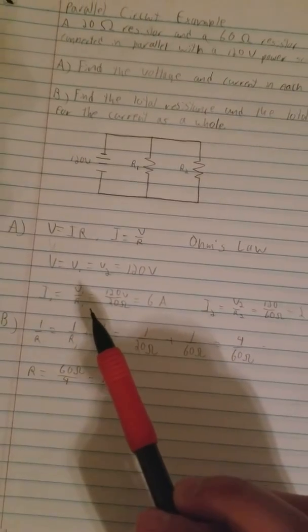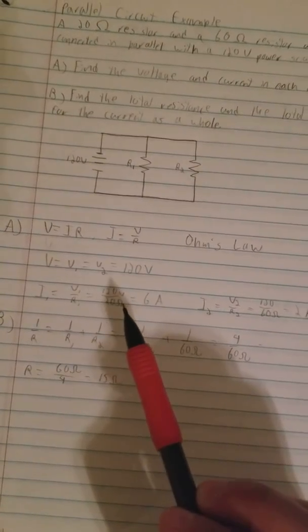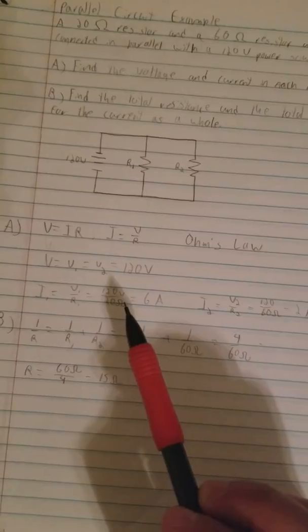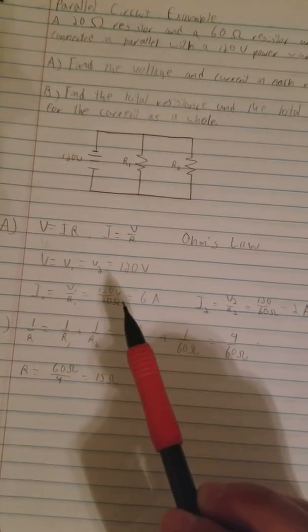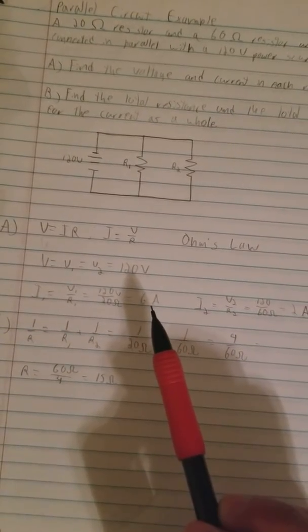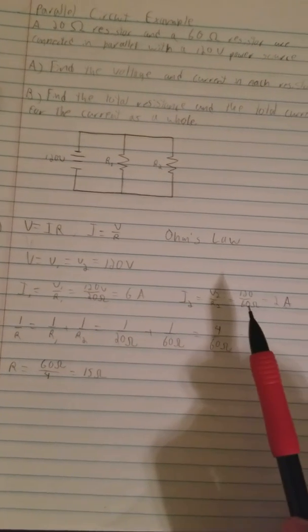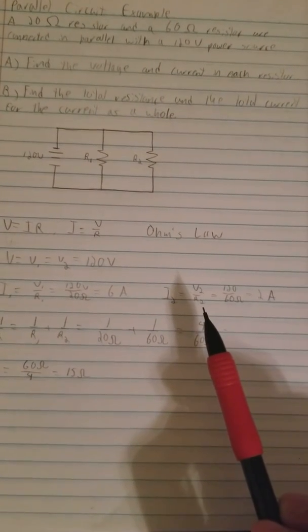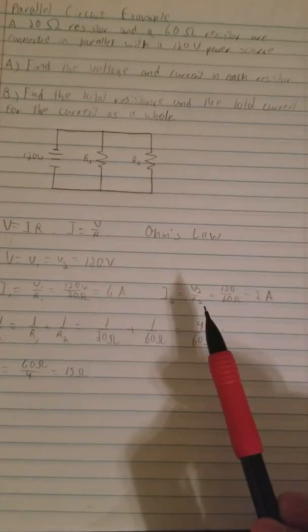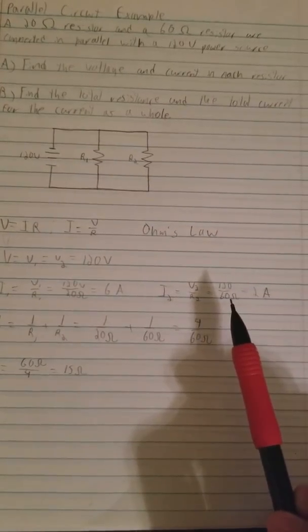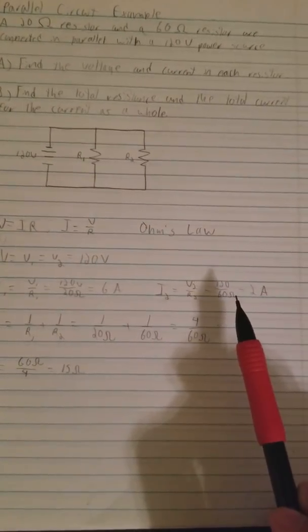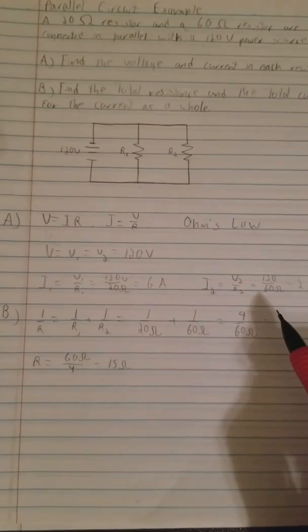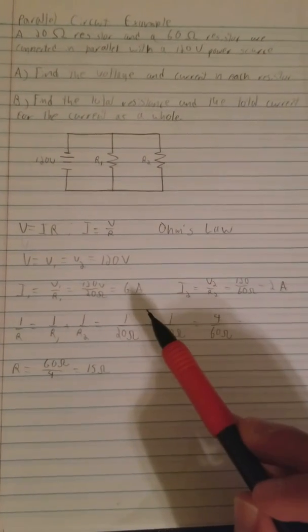I1 equals V1 over R1, which is equal to 120 volts over 20 ohms, which gives us 6A. And the second one, it is I2 equals V2 over R2, which also equals 120V over 60 ohms, which gives us 2A.